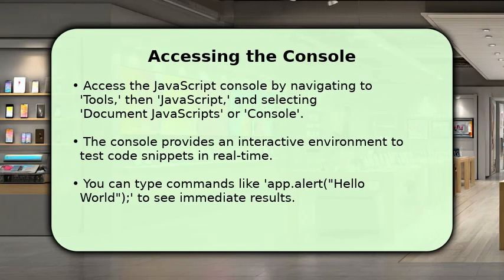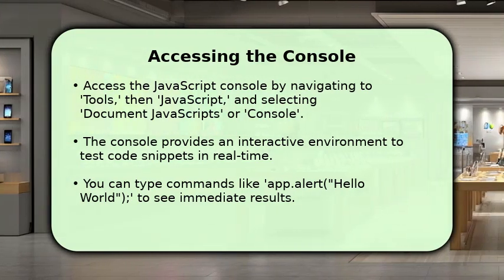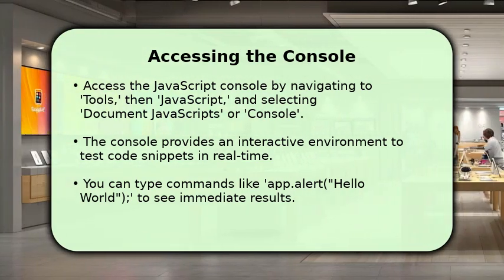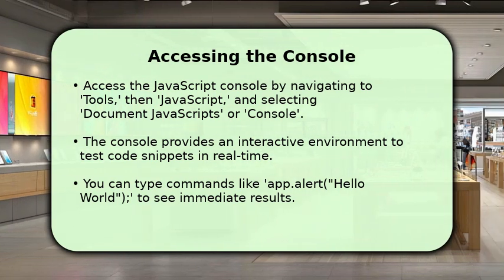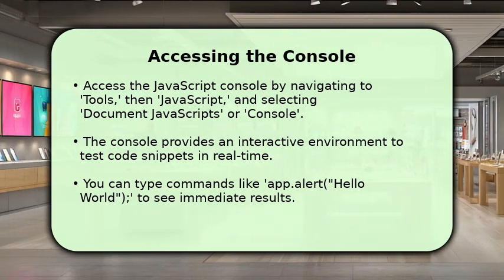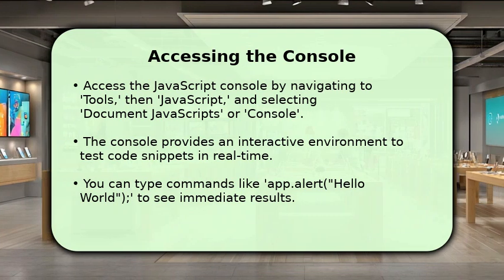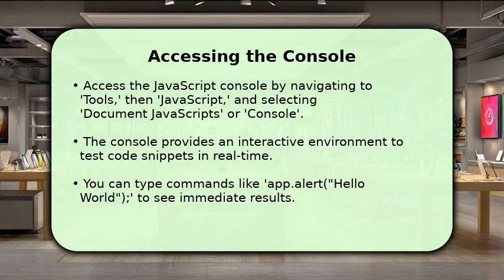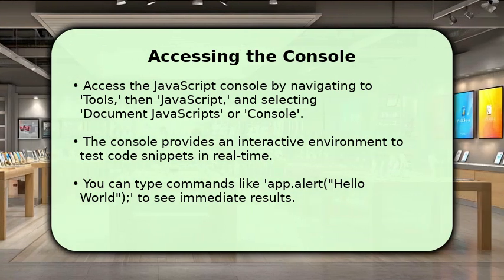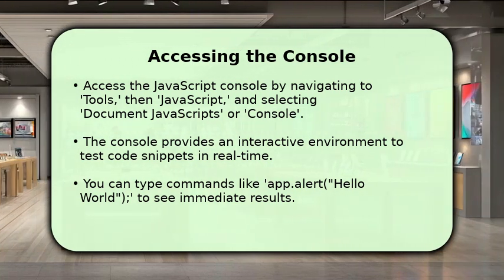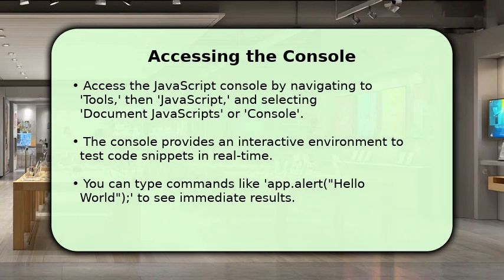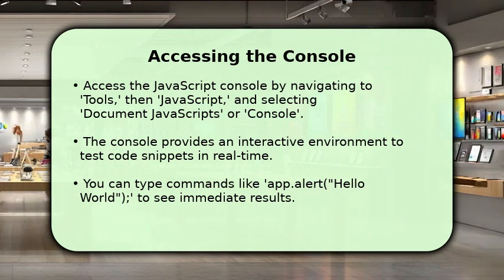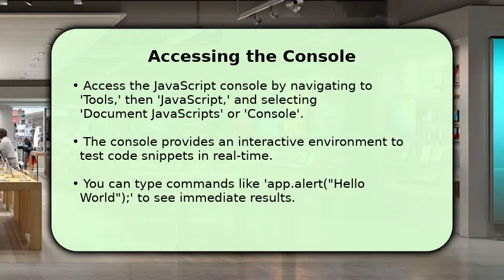To begin, let's access the JavaScript console. Navigate to Tools, then JavaScript, and select Document JavaScripts or Console. The console allows you to test code snippets in real time. For instance, you can type app.alert("Hello World") and press enter to see an immediate pop-up message. This interactive environment is invaluable for debugging and understanding how your scripts will behave within Acrobat Pro.